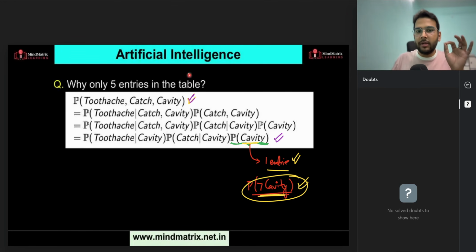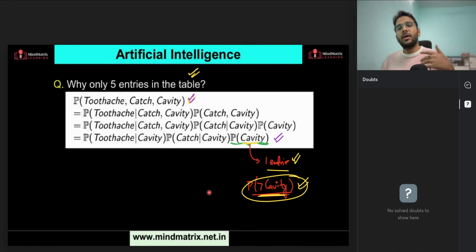I'm talking about the table, Chandana. I'm talking about the joint distribution table. Because there we store the values, right? Yes or true or false, both the values. So basically I'm trying to store the minimum values, right? I want to reduce the space complexity as well as time complexity. Okay, so now I can say I just need to have one entry for probability of cavity.